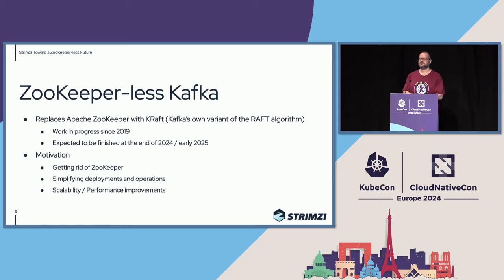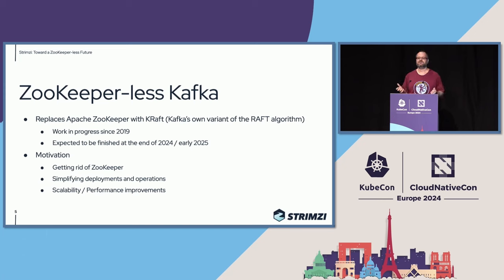But it's changing, and ZooKeeper is being replaced by something called Kraft, which stands for Kafka Raft, and it's Kafka's own take on the Raft protocol or algorithm for keeping the quorum. This is work in progress since 2019, and it's still going on, and that's not because people are lazy or slow, but because it's really a huge effort with a lot of changes, both in the Apache Kafka project itself, but also a lot of changes for us in Strimzi, which we have to adjust to.